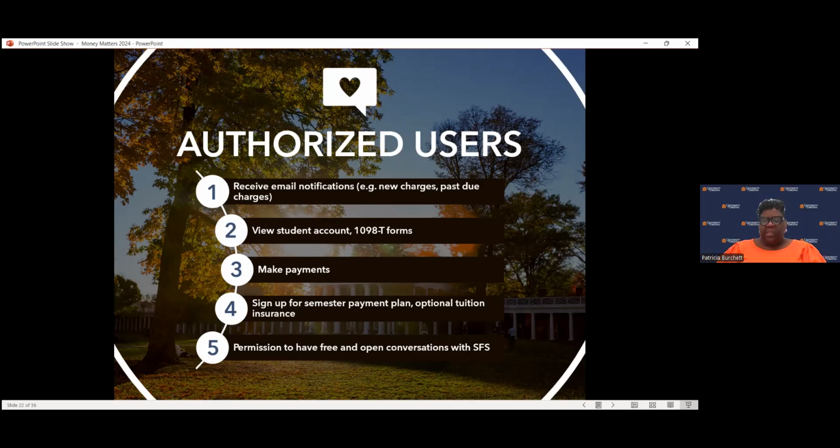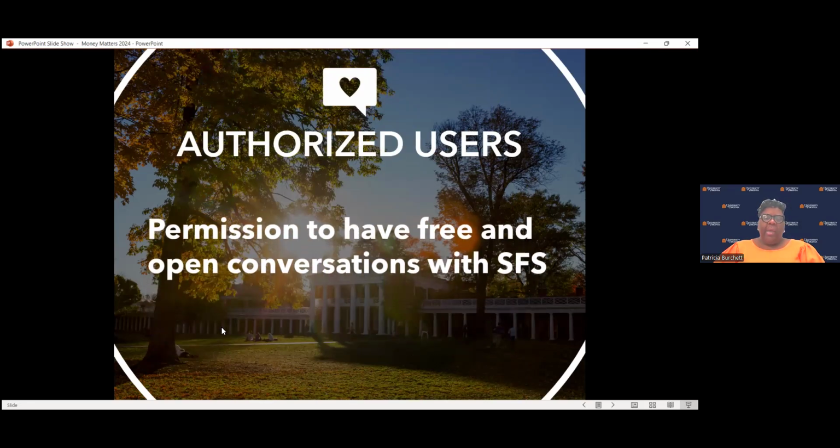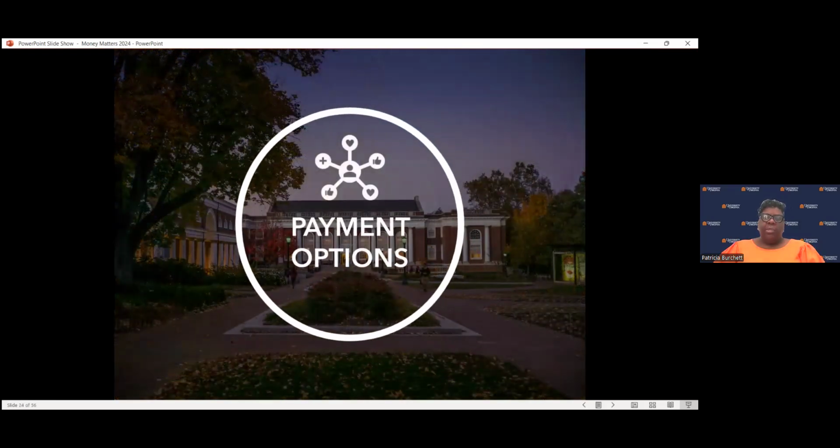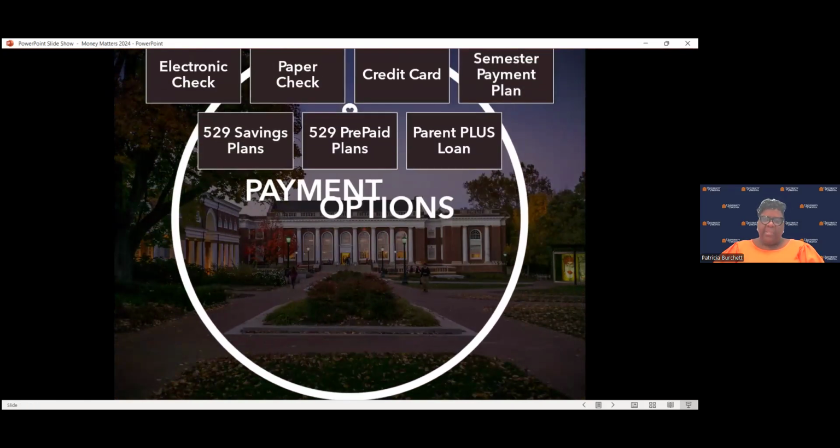But most importantly, you'll be able to have permission to speak to anyone in our office concerning any matters with your student and their account.